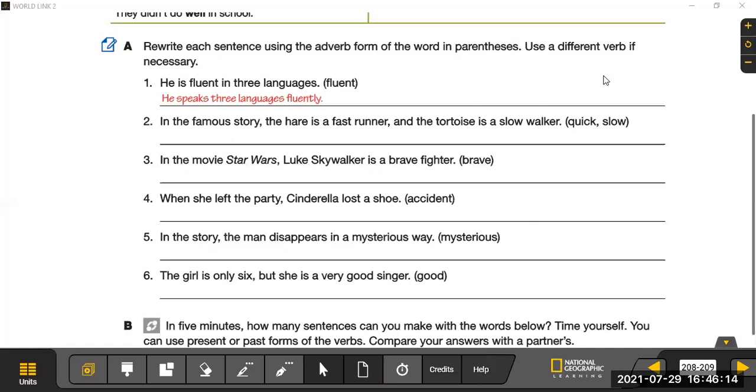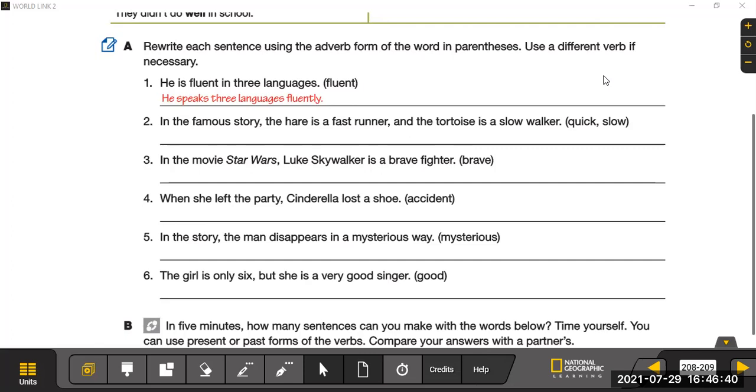Who can tell me the number? Well, I am going to read the number 1. It says, the command says, rewrite each sentence using the adverb form of the word in parentheses. Use a different verb if it's necessary. So that means that you can change the verb if you need to change it, right?